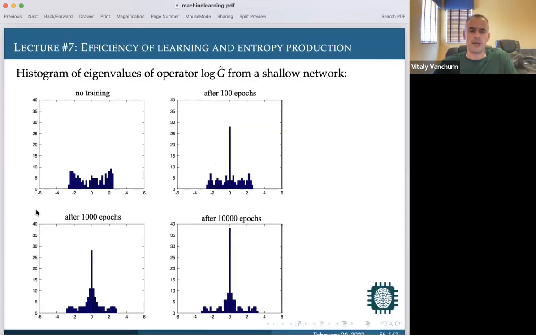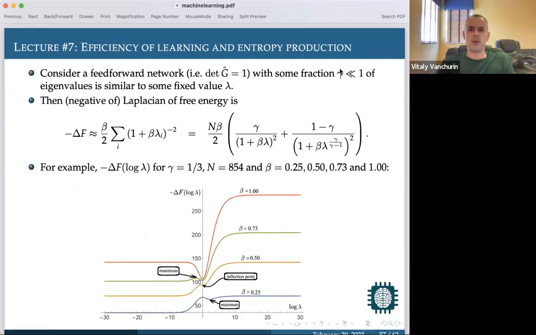In fact, maybe I'll show you what the spectrum of eigenvalues looks like. So it looks like this. If you choose any region, there'll be lots of eigenvalues within this neighborhood. Okay, so the fraction of eigenvalues that we consider is gamma. They all have roughly lambda as eigenvalue. And then let's write down what the free energy is, and then we'll look at the negative of the Laplacian of the free energy. And then we'll try to see where eigenvalues would have to move to make it as small as possible.